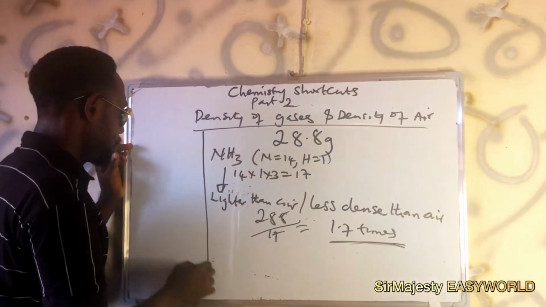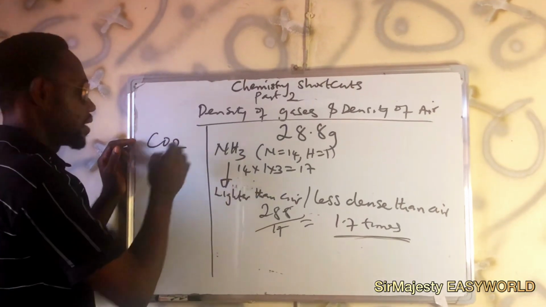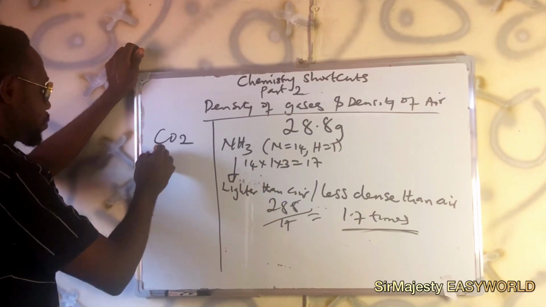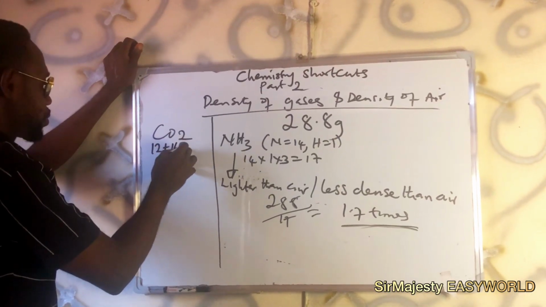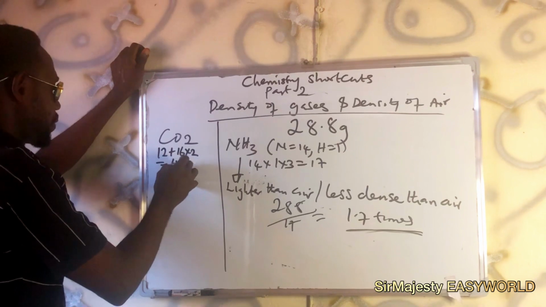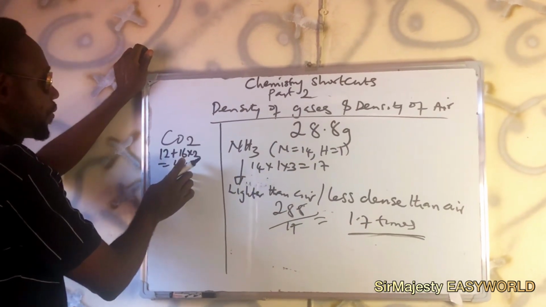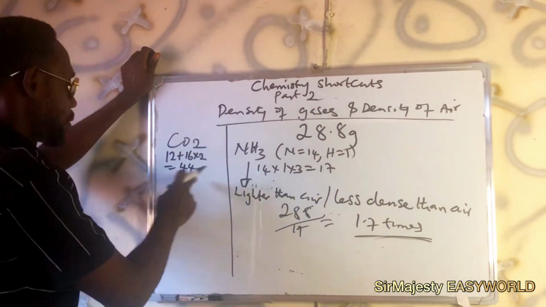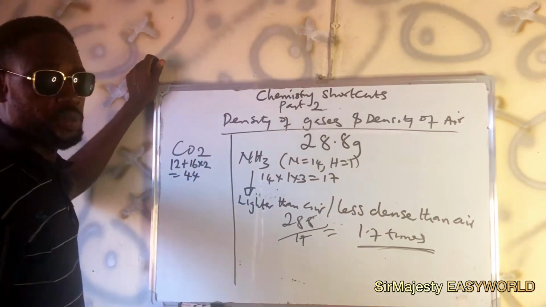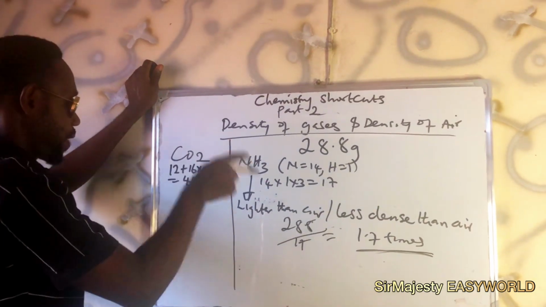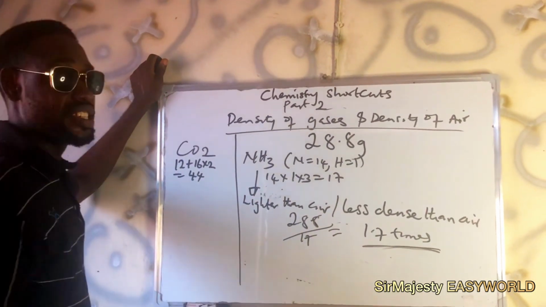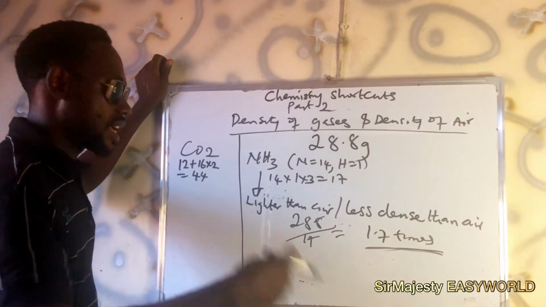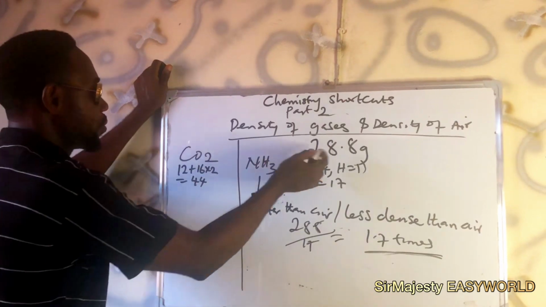We take another instance. What if they give you something like carbon(IV) oxide? Is it heavier than air or lighter than air? Carbon is 12, oxygen is 16, times 2, which gives you 32. At the end, we have 44. So the molar mass of carbon(IV) oxide is 44. Is it higher than 28.8? It's obvious that 44 is higher than 28.8. Therefore, this particular gas, carbon(IV) oxide, is heavier than air, or rather, it is denser than air. How many times? Always use the higher number.